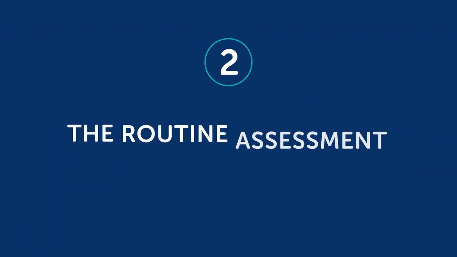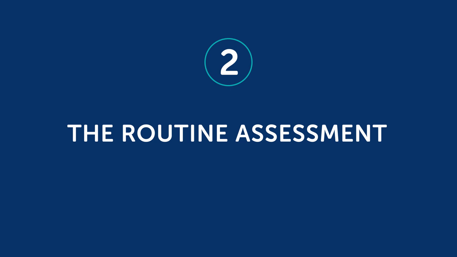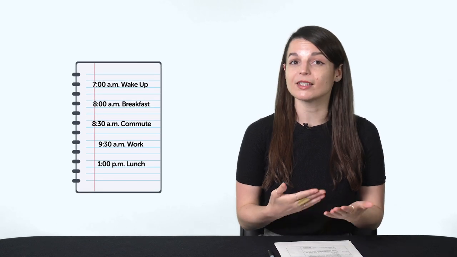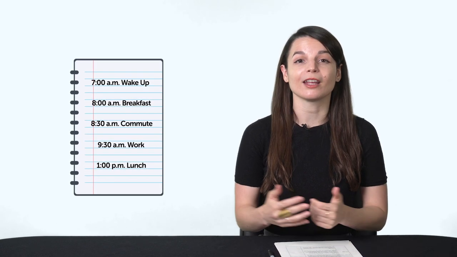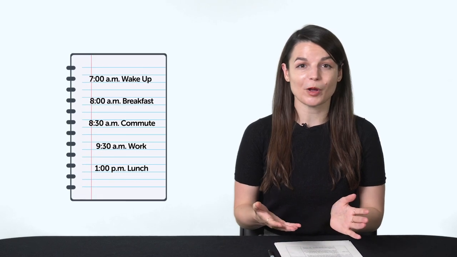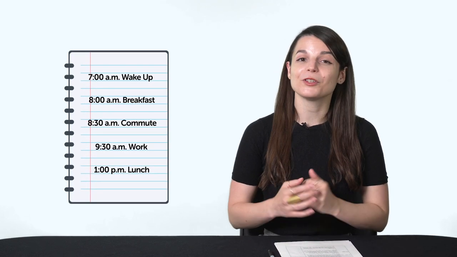Next, the routine assessment. Write out your daily routine for a whole week. For example, wake up at 7 a.m., breakfast at 8 a.m., commute to work at 8:30 a.m., arrive at work at 9:30 a.m., lunch at 1 p.m., and so on. Do this for every day of the week. The goal here is to see what your daily routine is like, so you know when you're free, when you're busy, and where you can fit in language learning.